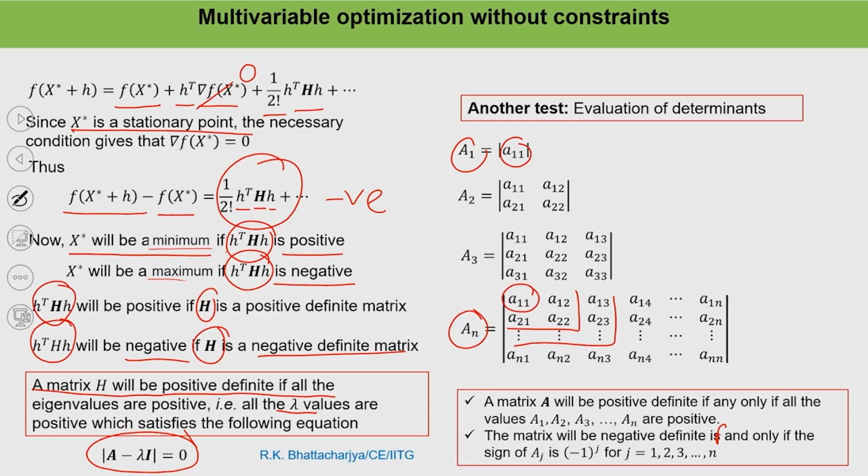So, in that case I can say that it is a negative definite matrix. I can apply any one of these two. Either I can check the eigenvalues: if the eigenvalues are positive, then I can say it is a positive definite matrix. Or I can calculate A1, A2, A3 up to AN and look at the sign of A1, A2, A3, AN. If they are positive, I can say it is a positive definite matrix; if they follow minus 1 to the power j, then I can say it is a negative definite matrix.